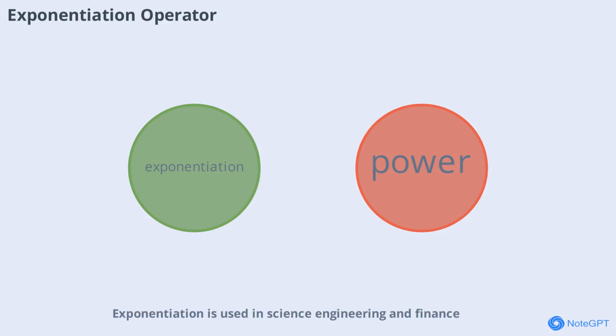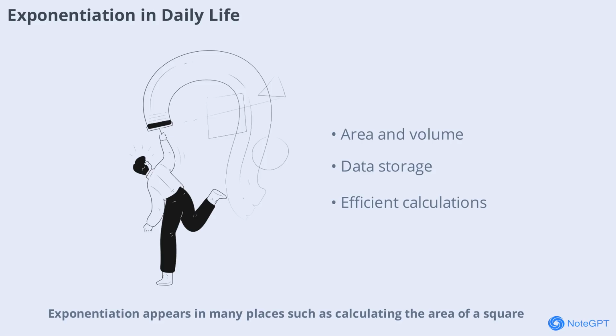Exponentiation is used in science, engineering, and finance, like calculating compound interest or scientific notation. Let's see how it's applied in real-world scenarios. Exponentiation appears in many places, such as calculating the area of a square, side 2, or the volume of a cube, side 3. It's also used in technology, like measuring data storage: kilobytes, megabytes, etc. Understanding how to use exponentiation helps you solve problems more efficiently and opens up new possibilities in math and science.